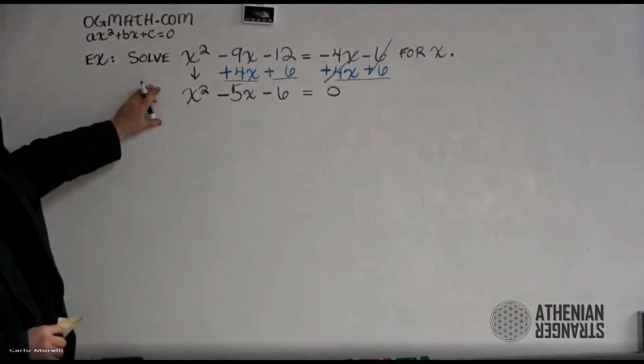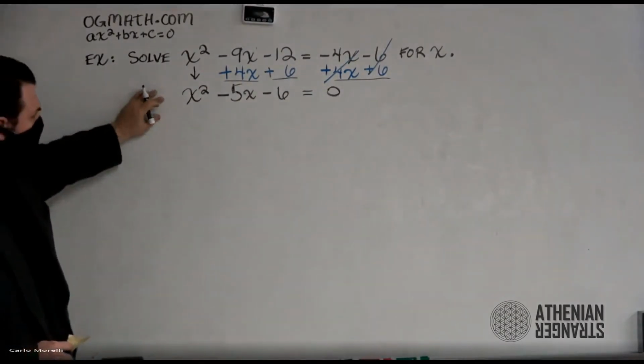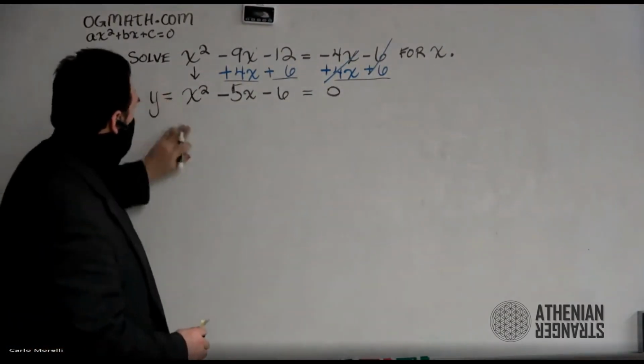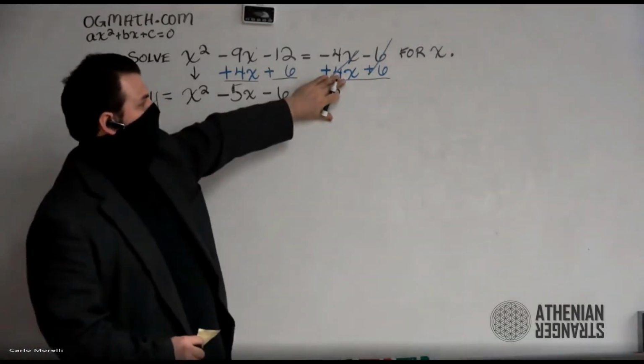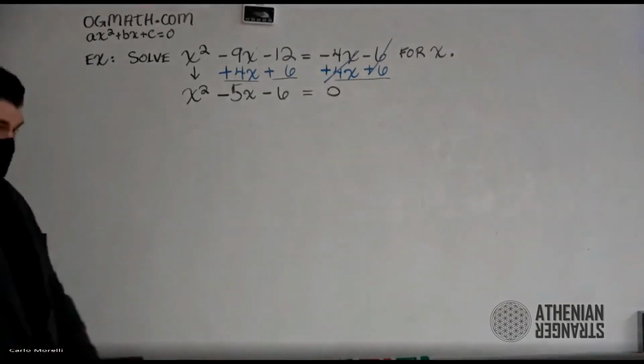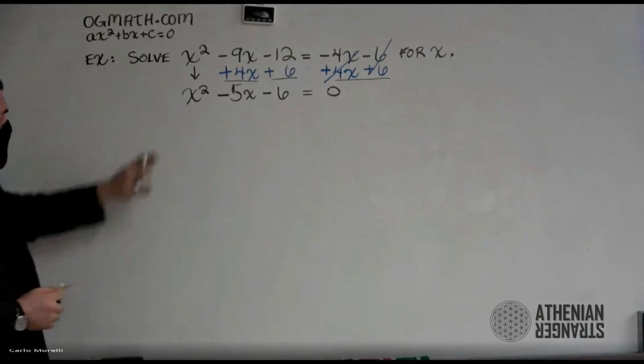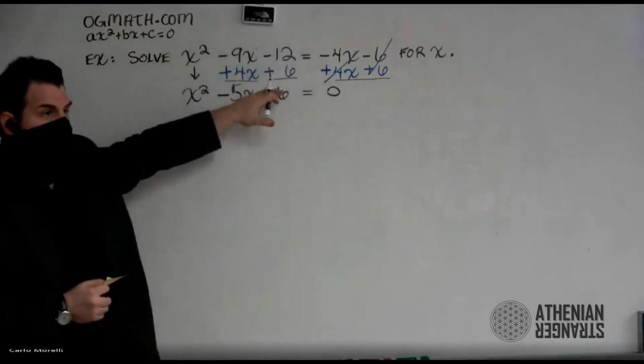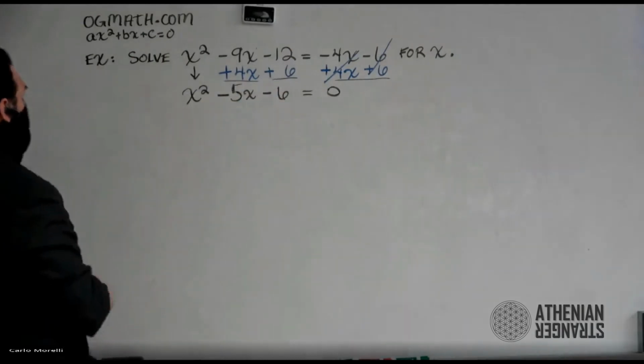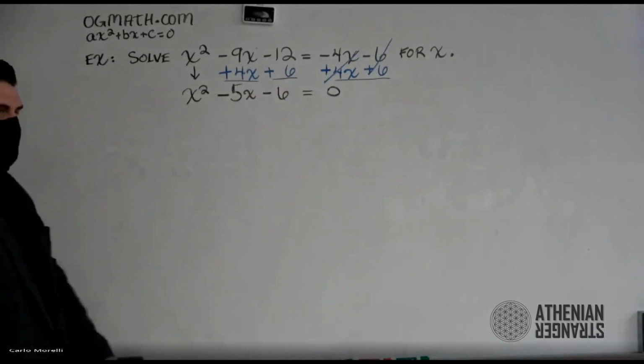Now, this is where you could stop and plug it into Desmos. You would go y equals that, and you'd erase the equals 0. Just so you know that that's where you'd exit this process. But you'd have to do this part first. You understand? All right. So now, what's the next step?